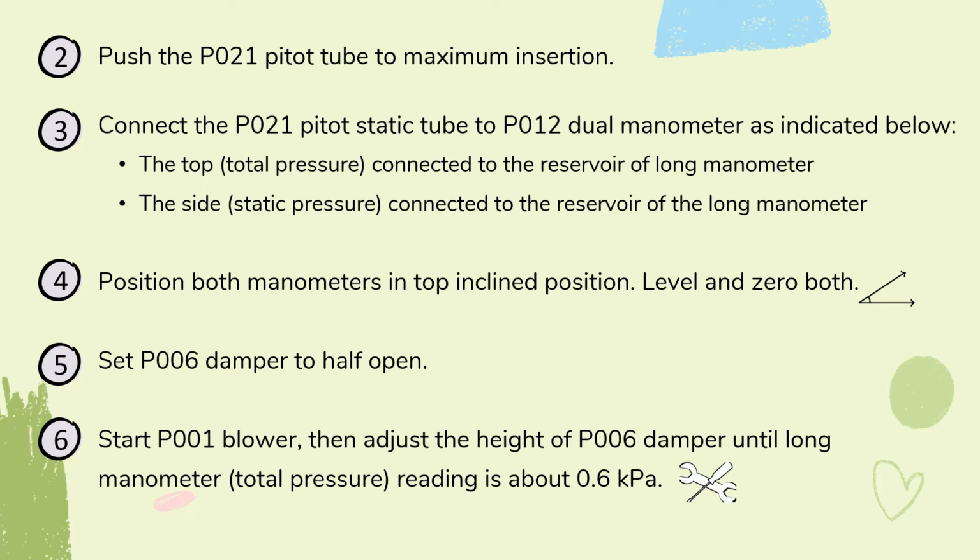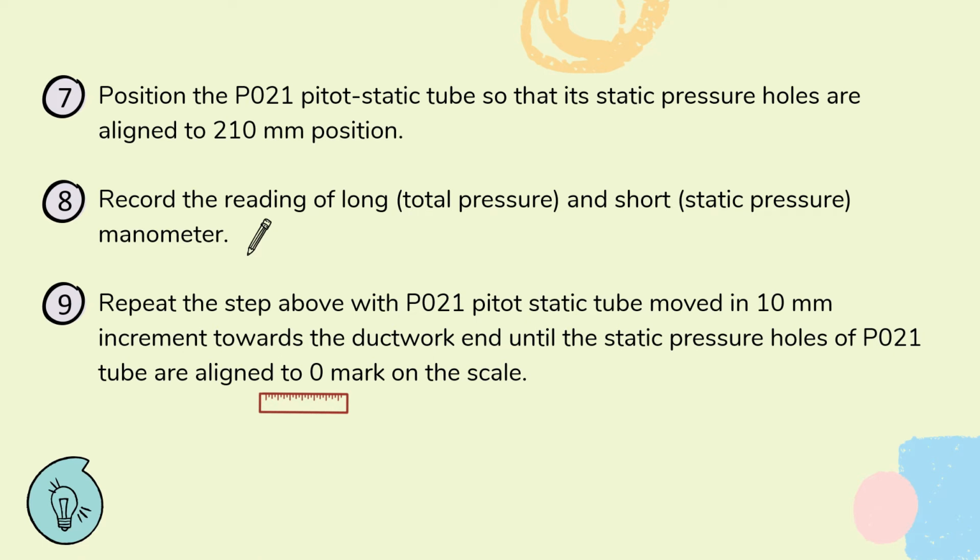Step 4. Position both manometers in top incline position, level and zero both. Step 5. Set the P006 damper to half open. Step 6. Start the P001 blower, then adjust the height of the P006 damper until the long manometer reading is about 0.6 kPa. Step 7. Position the P021 Pitot static tube so that its static pressure holes are aligned to the 210 mm position. Then record the reading of the long manometer, which is total pressure, and the short manometer, which is static pressure.